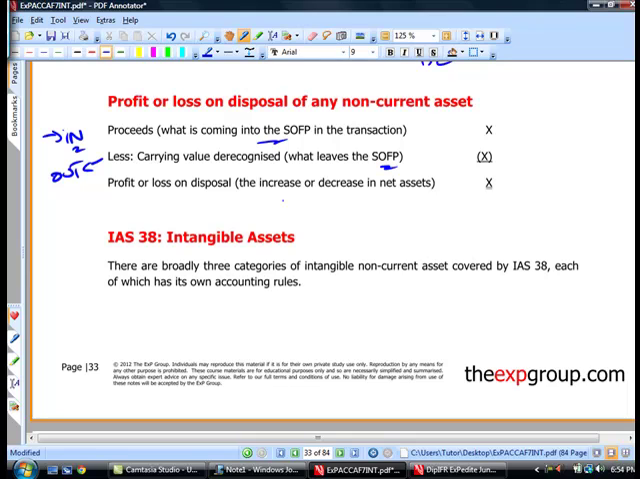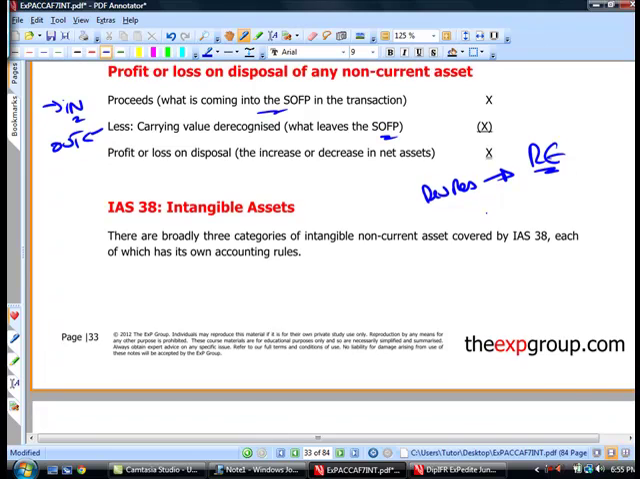Remember, if the asset was revalued at the time of disposal, any revaluation surplus which is still sitting in the revaluation reserve will be moved to retained earnings. So from revaluation reserve, you'll move it to retained earnings. Revaluation reserve must be kept on an asset by asset basis. That's why when I no longer have the asset in the statement of financial position, I will have to move the associated revaluation reserve to retained earnings.